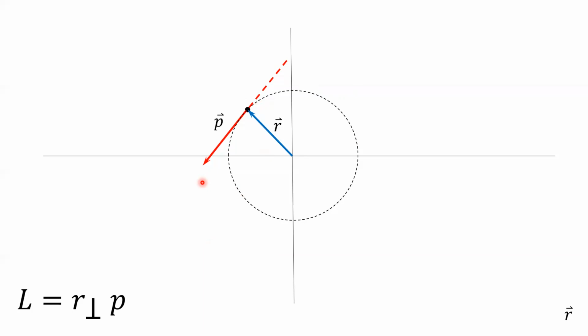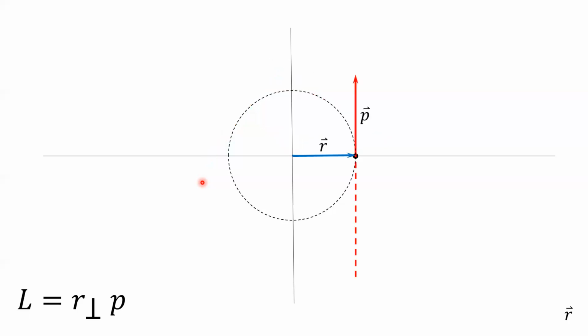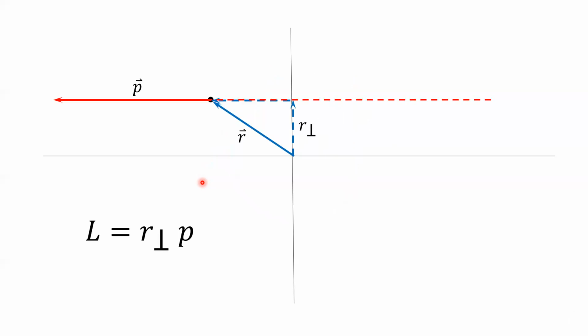Or just curl your hand counterclockwise, and your thumb tells you that the angular momentum points out of the page. See that? Now, this previous example is not circular motion, but if you had to pick one or the other, counterclockwise or clockwise, it seems pretty clear to me that this particle is moving in a counterclockwise direction around the origin. So your thumb would also be coming out of the page.